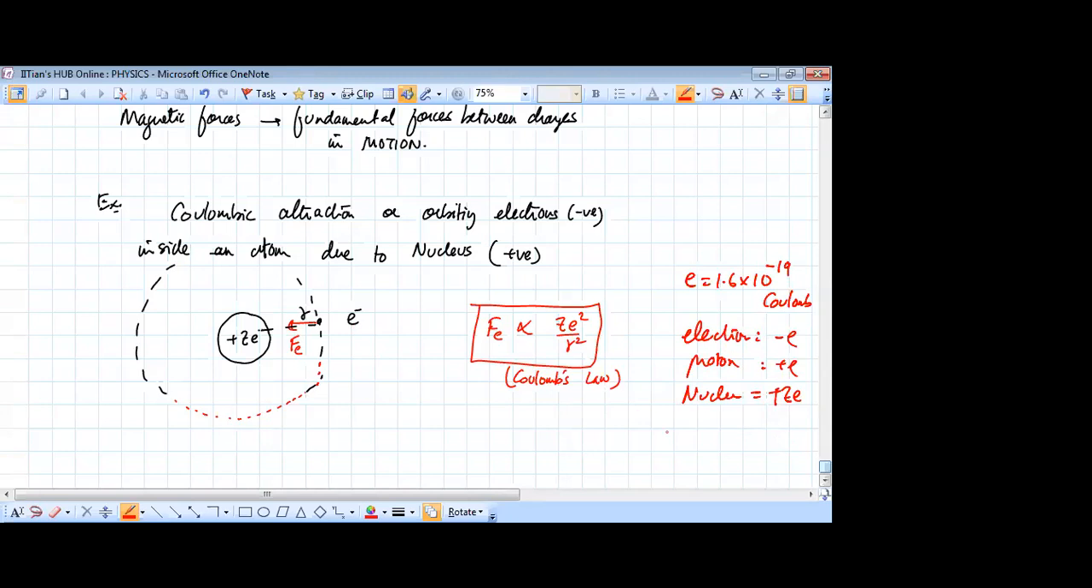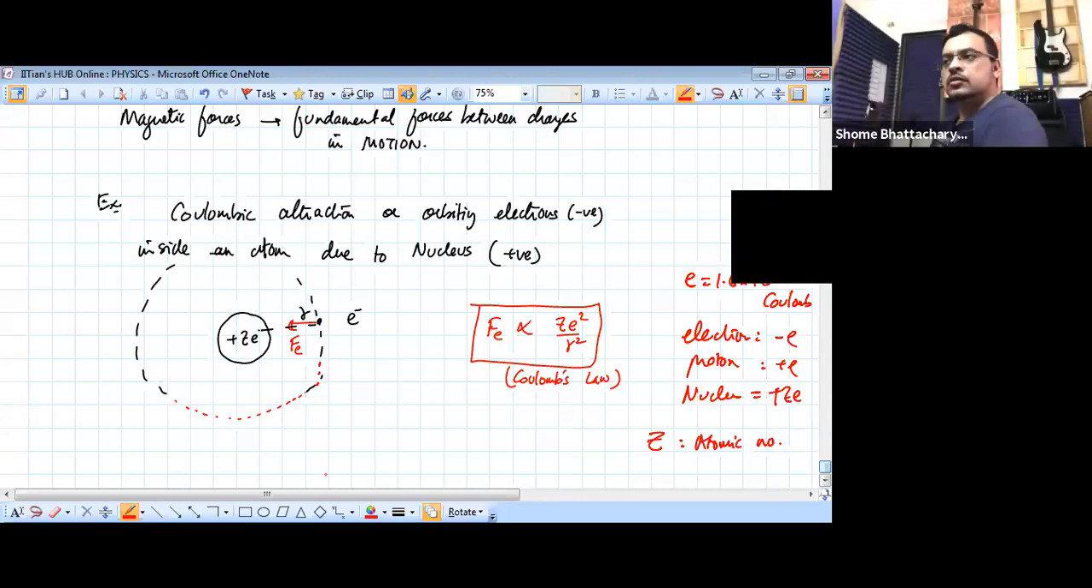Z, that symbol Z, is the atomic number. So this is clear.